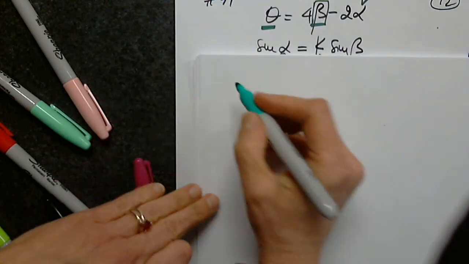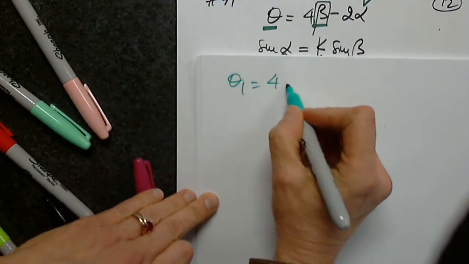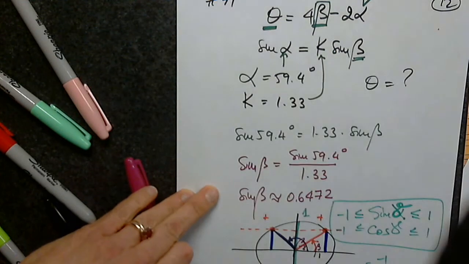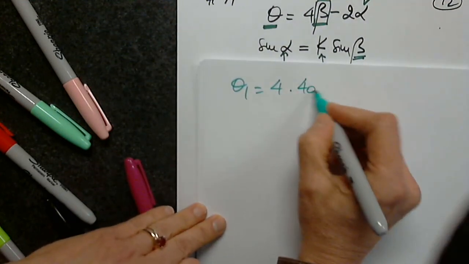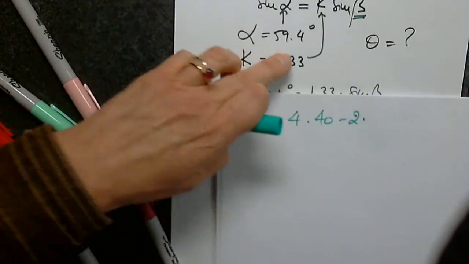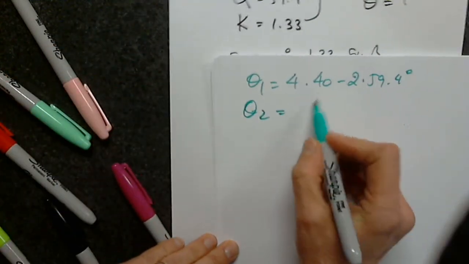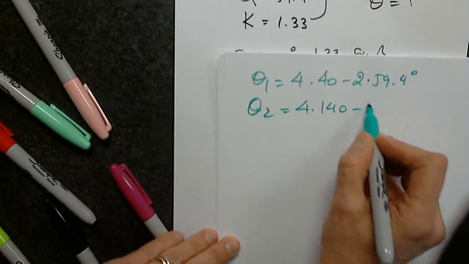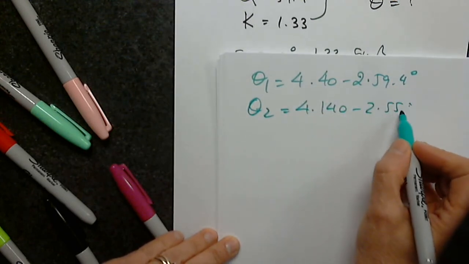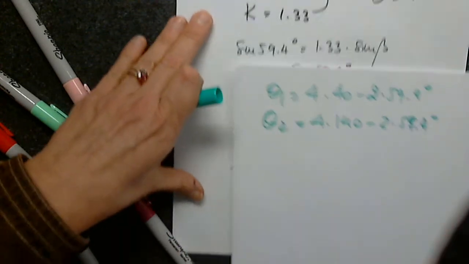So theta 1 equals 4 multiplied by beta 1, which was 40 degrees, minus 2 multiplied by 59.4. And the other one, theta 2, equals 4 multiplied by 140 minus 2 times 59.4 degrees.